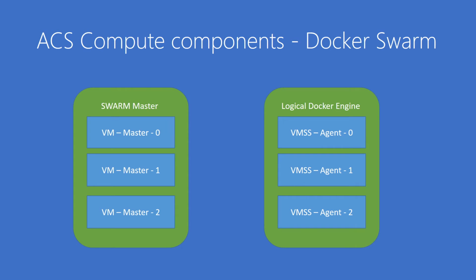The ones on the left are known as masters. The virtual machines on the left-hand side are known as the Swarm master. These can be joined together to give a logical master. The systems on the right, the virtual machine scale sets, are seen as one logical Docker engine. You remember earlier on in this training, we were always working with one single Docker engine on one single virtual machine. Here, the 3 VM scale sets are seen as one logical Docker engine.